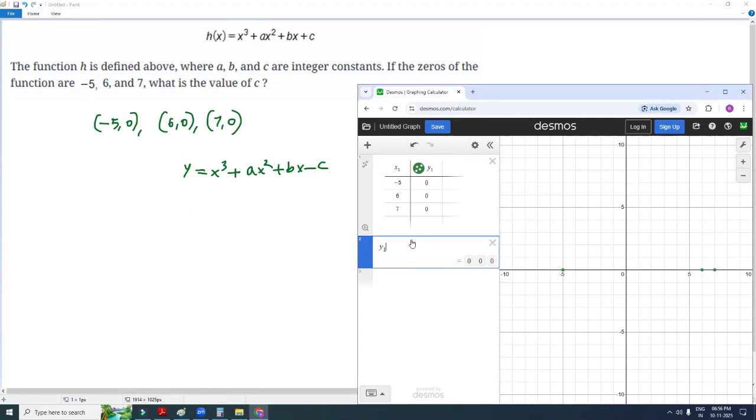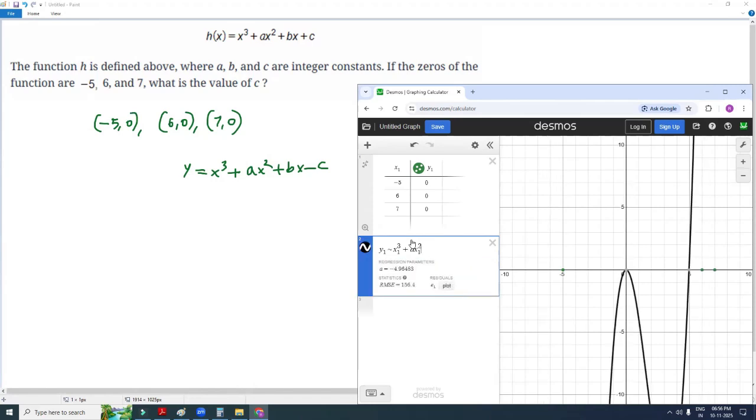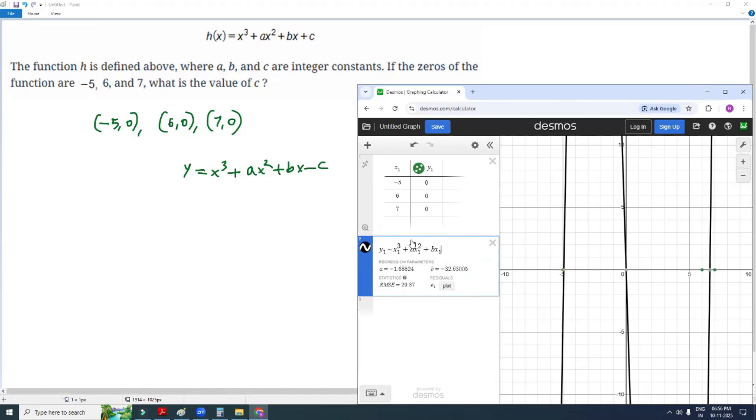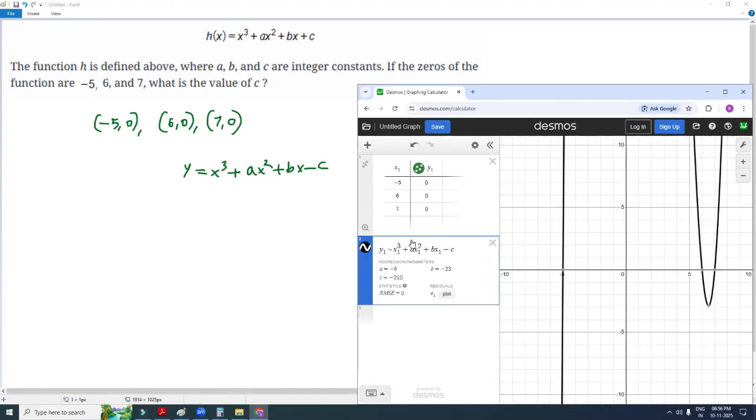That is y1, then the tilde sign, then x1 cubed, x1 raised to the power of 3, then plus a times x1 squared plus b times x1 plus c. Here I got the values of a, b and c, and the information says all 3 constants a, b and c are integer constants. Here the values we got for a, b and c are all integers. Our aim is to find the value of c. So here the value of c is negative 210. Okay, let's look at the next question.